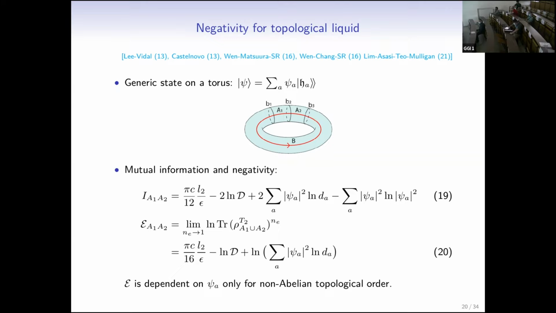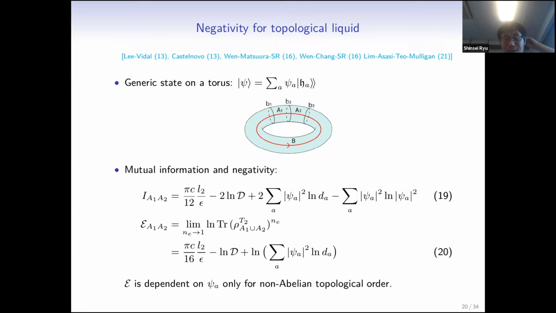Yeah, I personally don't have a simple picture. This has been discussed in this paper, and I think there's a more recent paper discussing this type of property further. But unfortunately, I don't have a very straightforward physical interpretation for this. Why abelian or non-abelian should matter? Good question. Yeah, I don't have a simple physical picture. Okay. But that's a very good question.